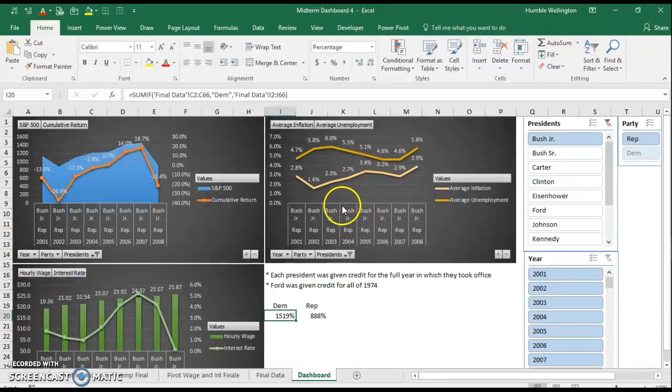So these two, in conjunction with the stock market, should give a good picture of how the economy did under each administration.